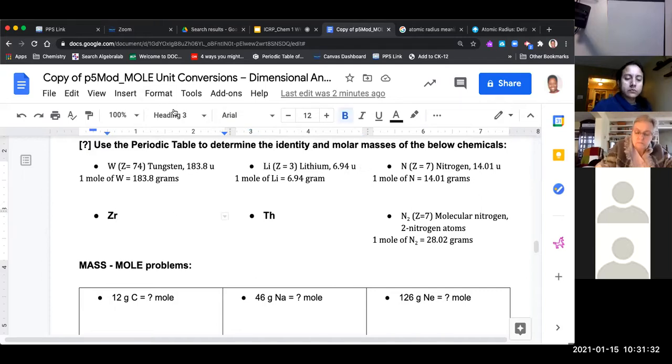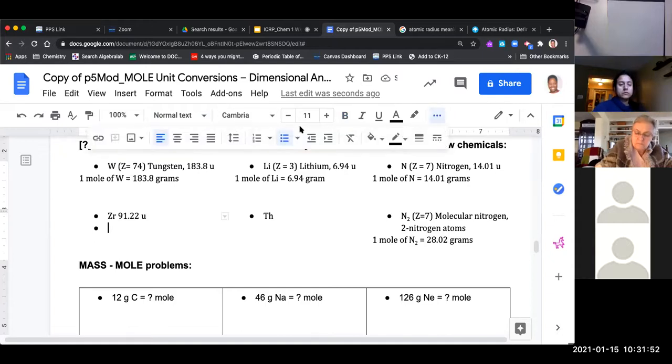Did anyone finish up these two elements, ZR and TH? I did. All right, what's ZR? 91.22. 91.22 units, which are Daltons. Good, good. And because it's Daltons, what that means is that 1 mole of zirconium equals 91.22 grams.